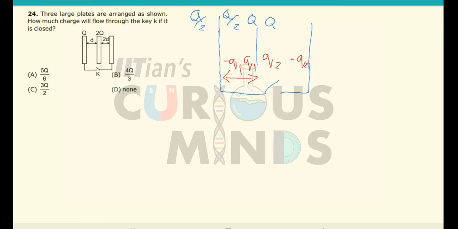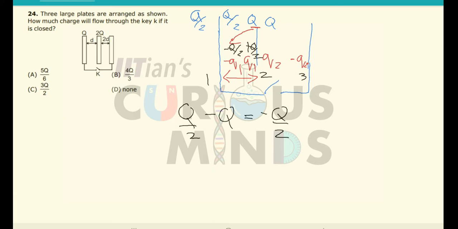So there is a positive charge Q here. Let me first concentrate on the first capacitor, that is, the one on the left. Since this is a bigger charge, it will induce a negative charge, negative Q, on the right hand side of the first plate. This is the first, this is the second, and this is the third plate. So the total charge on the first plate becomes Q by 2 minus Q, which is minus Q by 2. So Q1 here is equal to minus Q by 2, and this will be equal to plus Q by 2.